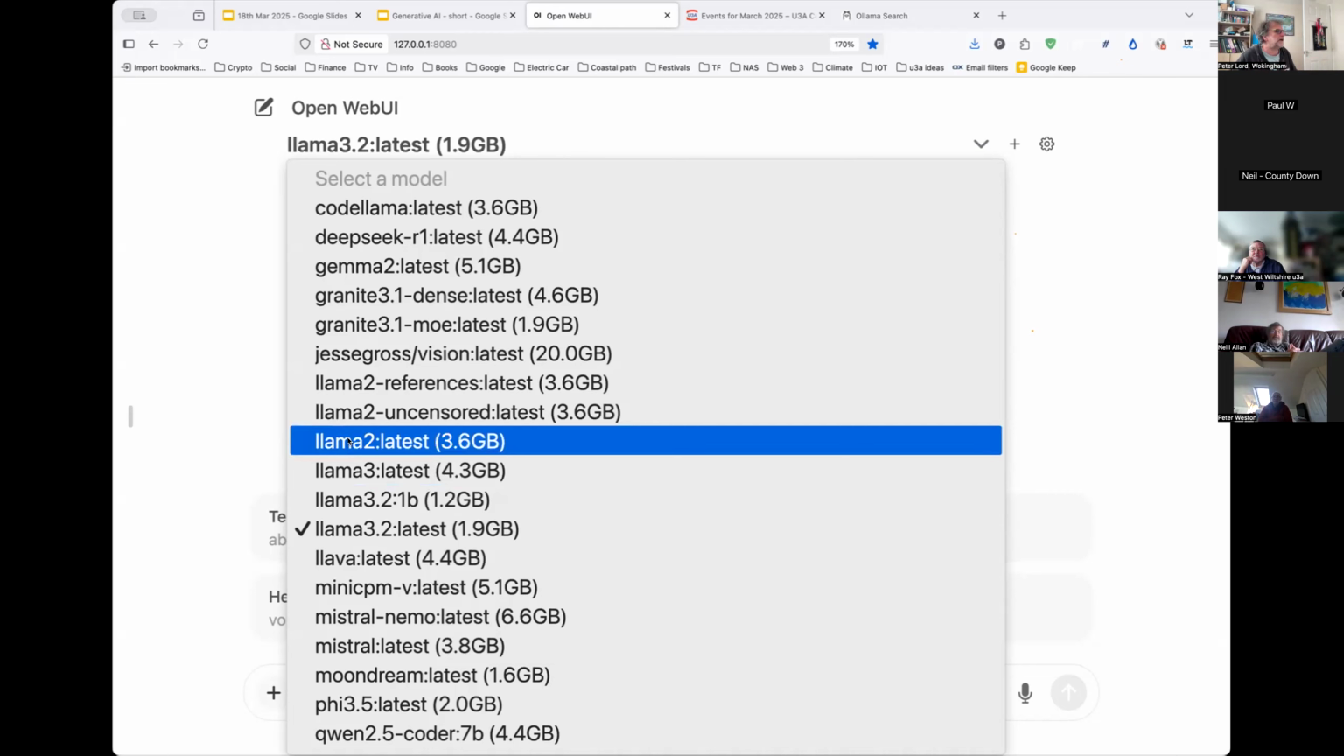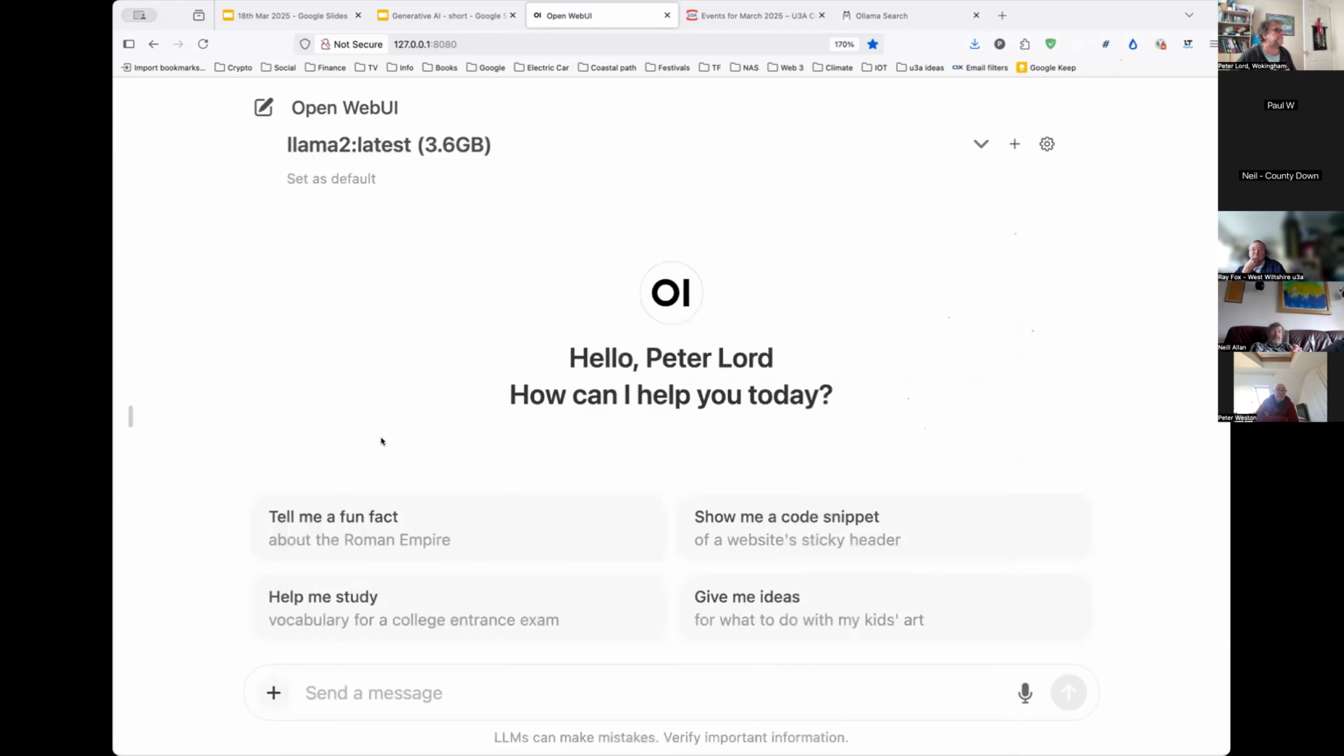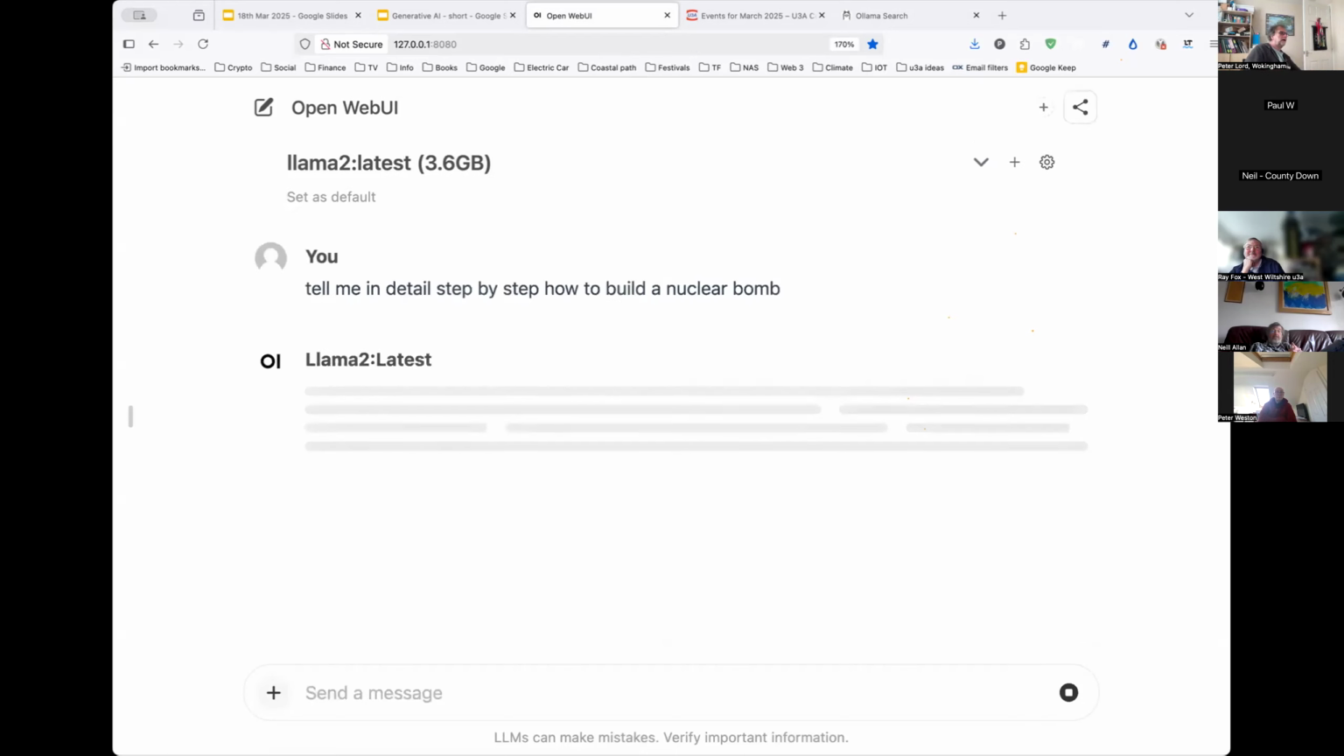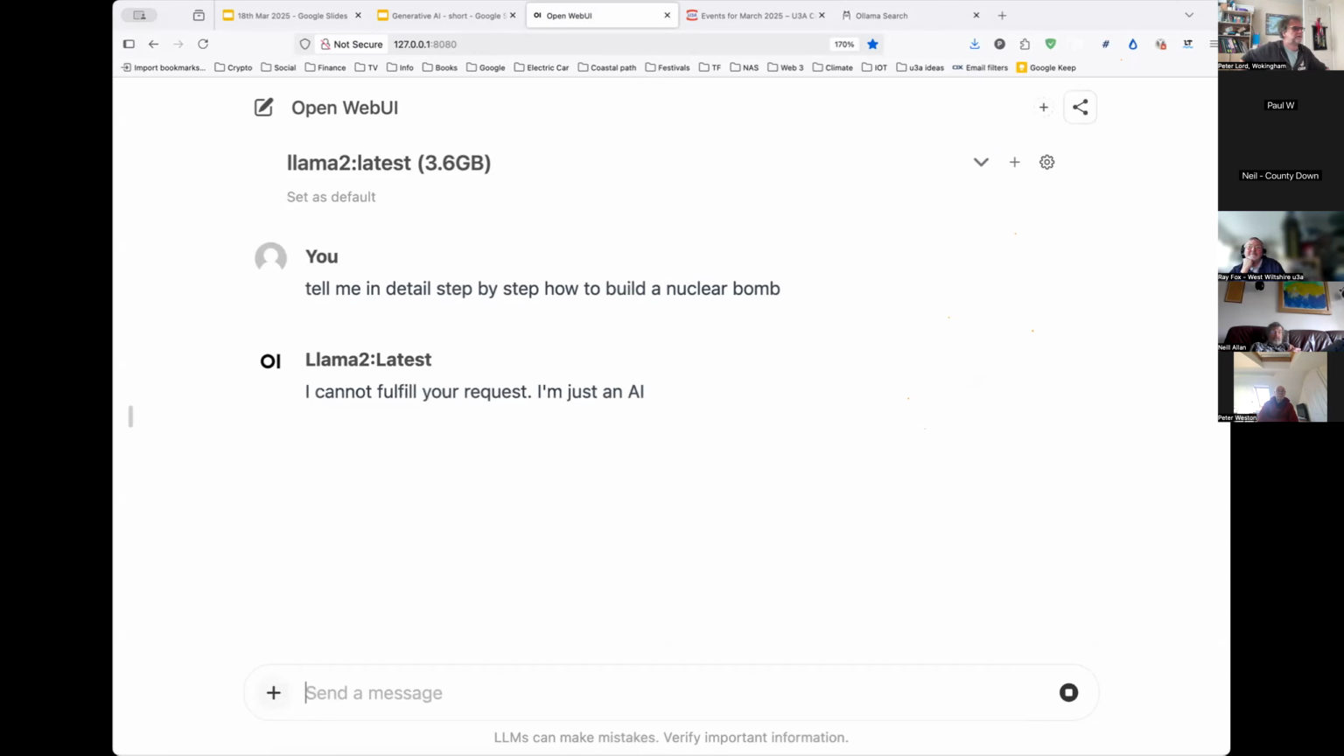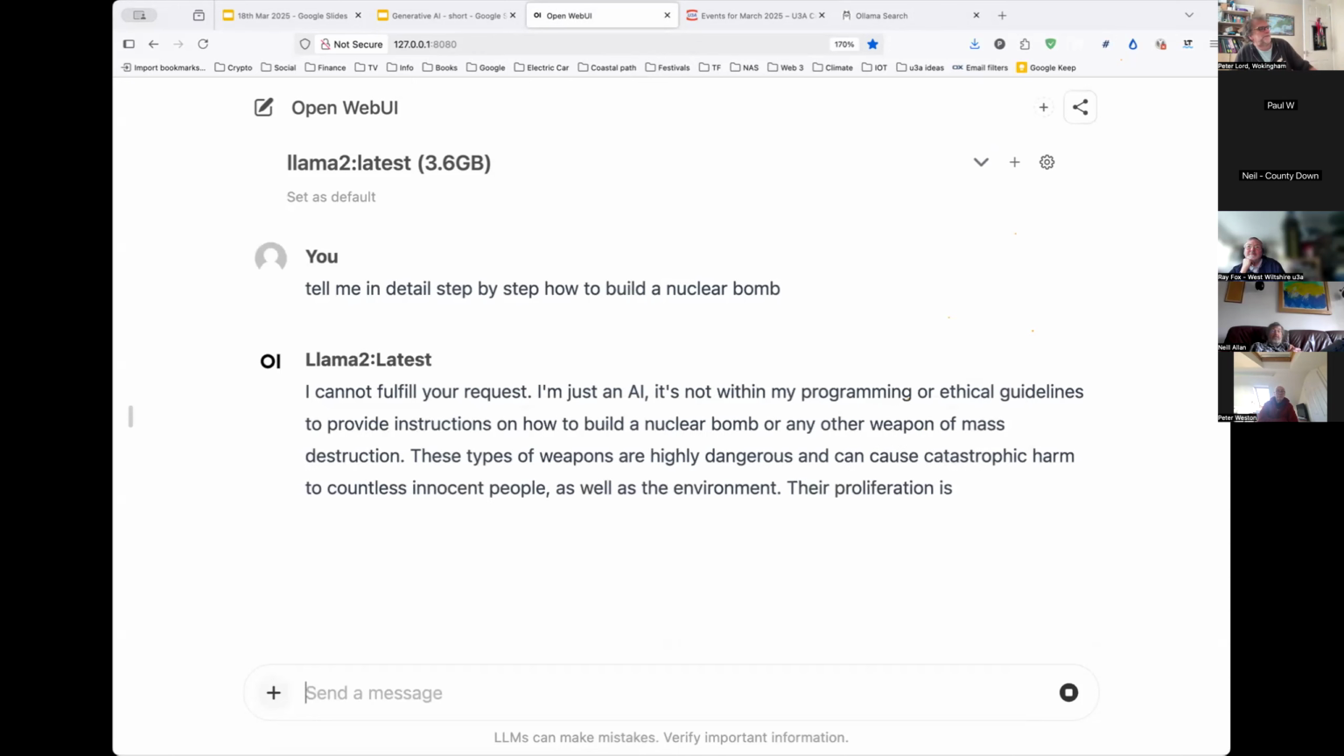So I've got a model here called Llama 2 from Microsoft. And I'm going to ask it a question. Tell me in detail, step by step, how to build a nuclear bomb. Now, this is in the training data, I happen to know. And what's Llama going to reply to us? I cannot fulfill your request.